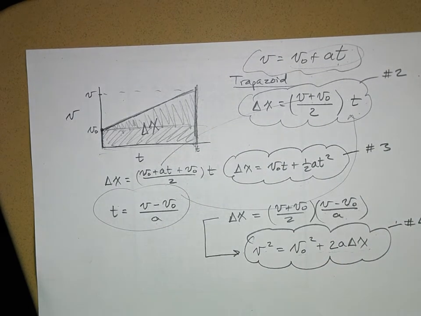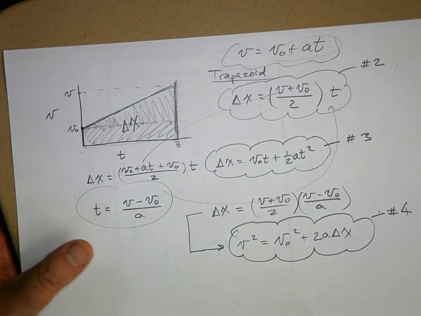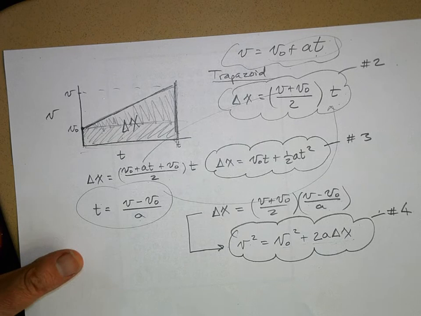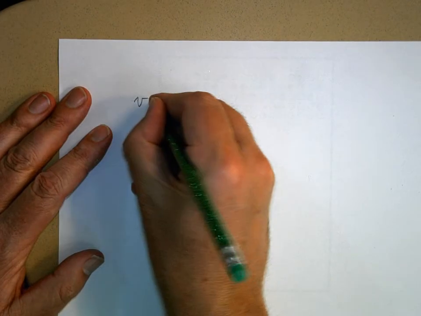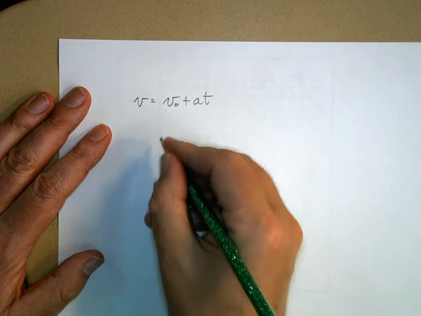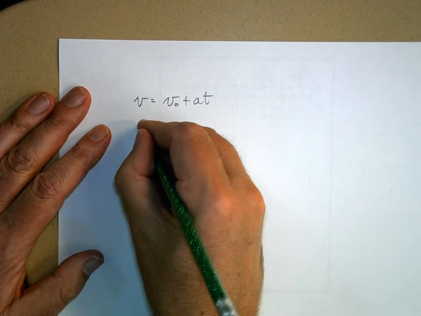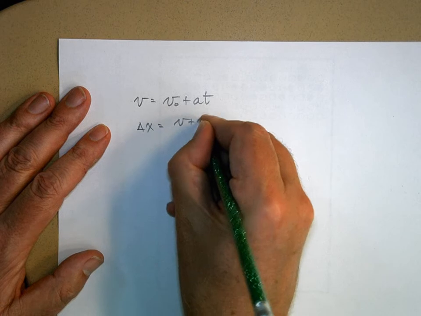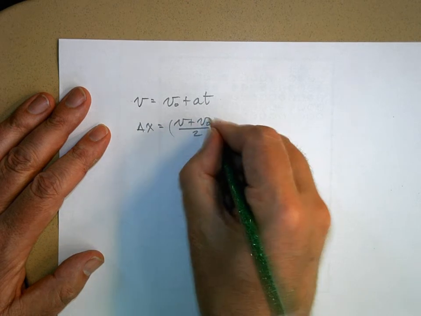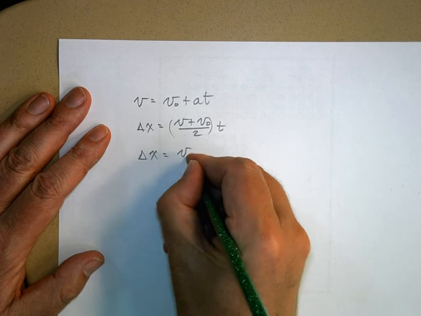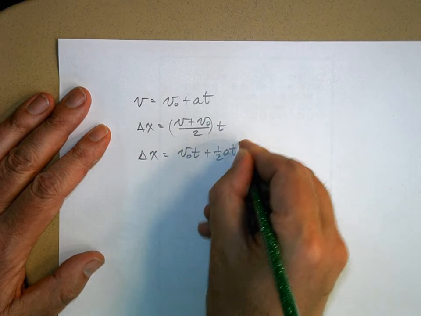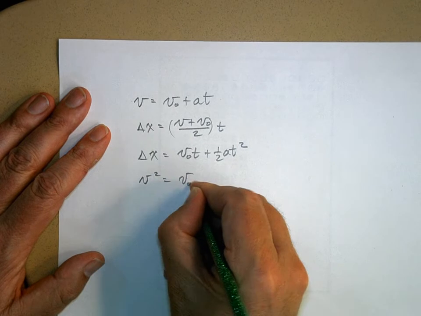Now why do we have 4 equations? Because you're going to have kinematics problems, and you're going to be able to use these 4 equations to solve them. I'm going to draw a chart, and I'd like you to copy down this chart, and then we'll pretty much be done. Number 1 is V equals V naught plus AT. Number 2 is delta X equals V plus V naught divided by 2 times time. Number 3 is delta X equals V naught T plus 1 half AT squared. And number 4 is V squared equals V naught squared plus 2A delta X.